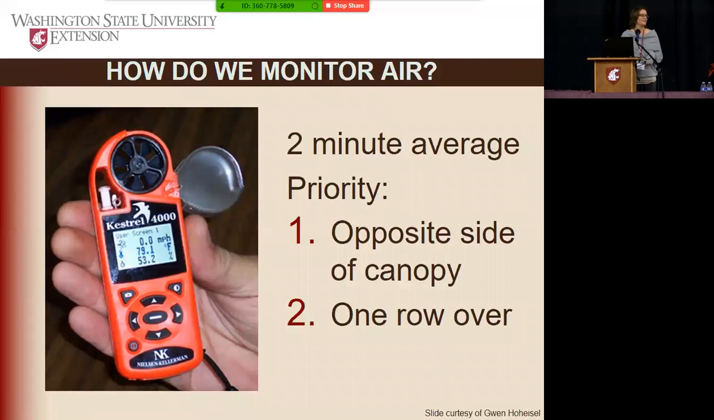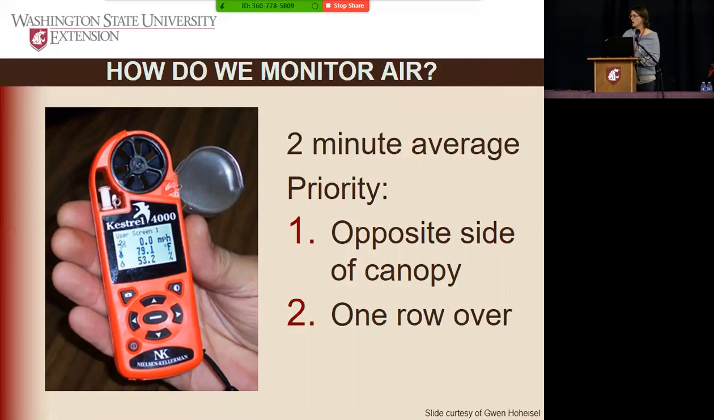But buy one that has an average unit on it. So they have an average option. They're $100, $150, cheap. We put them up in the canopy. It'll tell you temperature, humidity, wind speed, etc. Right? It's awesome. We measure it at the opposite side of the canopy, measure it one row over.